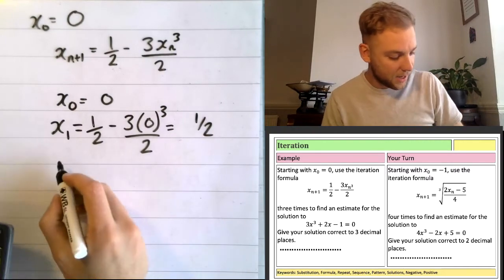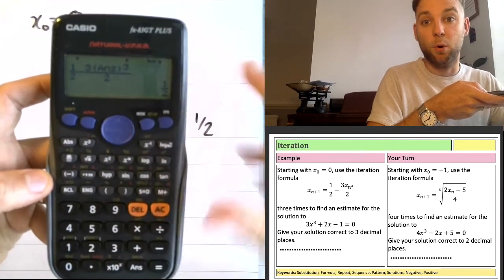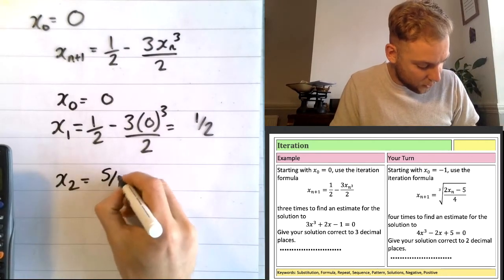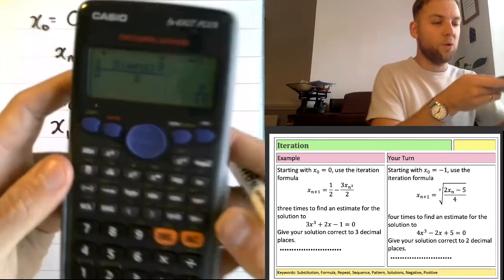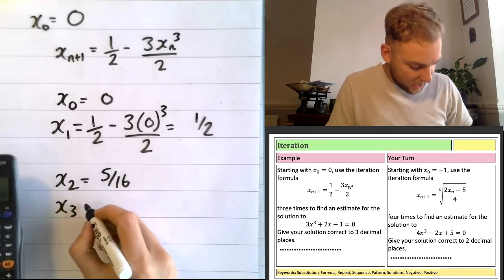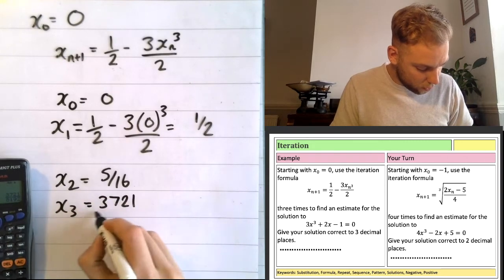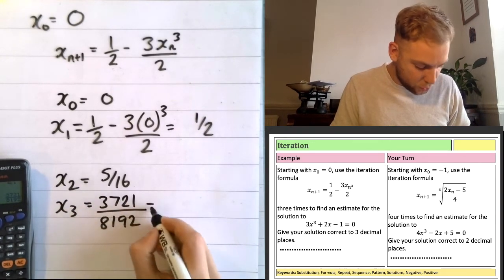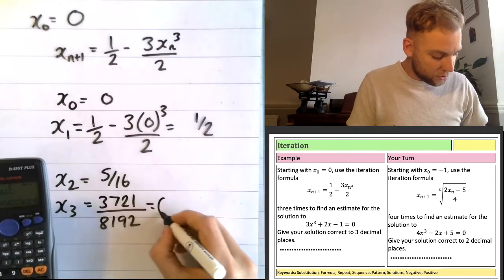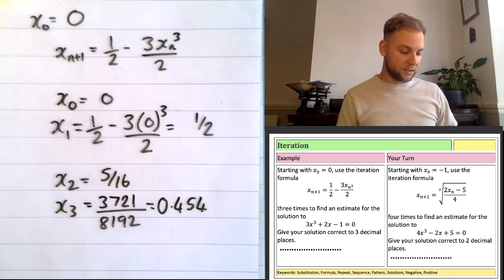It says to do it 3 times, so x of 2, I'm just going to press equals again, and this time it's going to put the half in there for me. So in this case, x of 2 is equal to 5 over 16. X of 3, all I need to do is press equals again, and it'll put it back in for me again. In this case, it's equal to 3721 all over 8192. Now it wants it to 3 decimal places, so I'm going to press S to D in that one so I can get it as a decimal, which is 0.454.